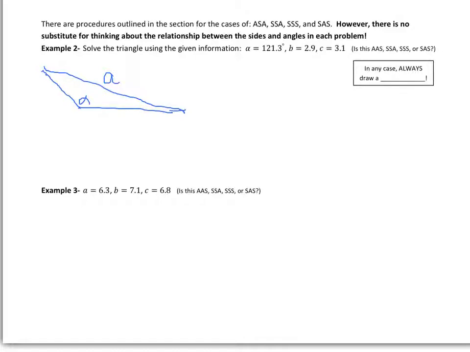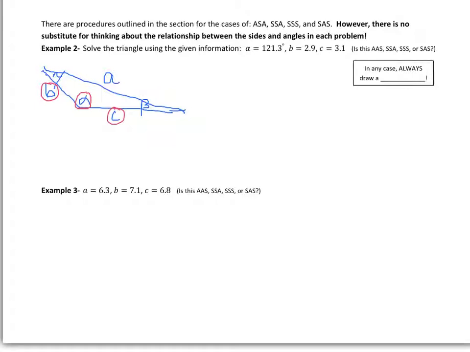Okay, so now we'll make this side B here, which makes this angle beta, and we'll make this side C here, which makes this angle gamma. We're given alpha is 121.3, so we know this angle, and we know side B, and we know side C. So that is side, angle, side. Since we don't know an angle and its corresponding side, we can't use law of sines. So now we have to use law of cosines.